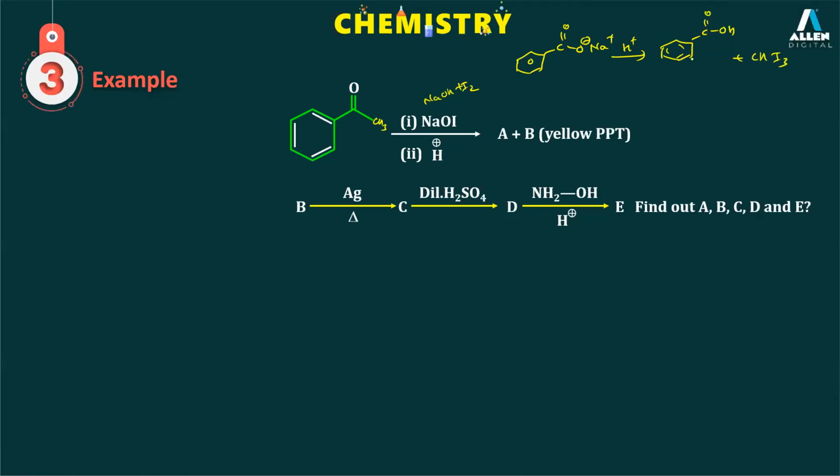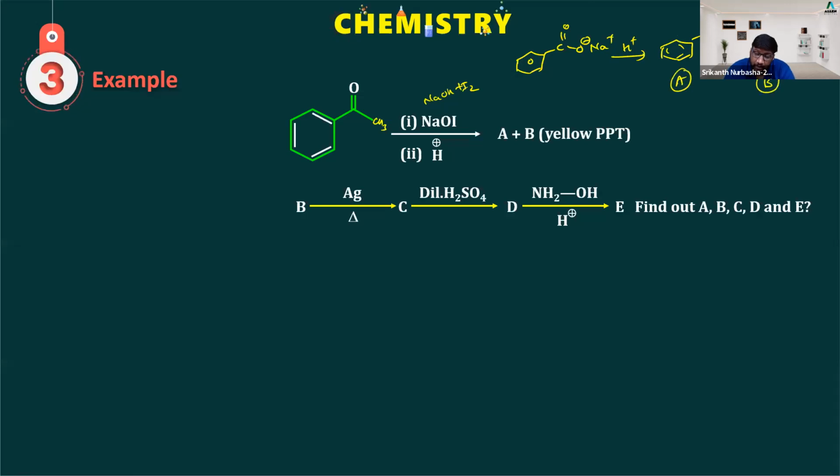CHI3. So what is A? A is nothing but your benzoic acid. What is B? B is nothing but your CHI3. So A is benzoic acid, B is CHI3. Compound B, treated with silver upon heating: CHI3 plus Ag, plus CHI3. It will form what?